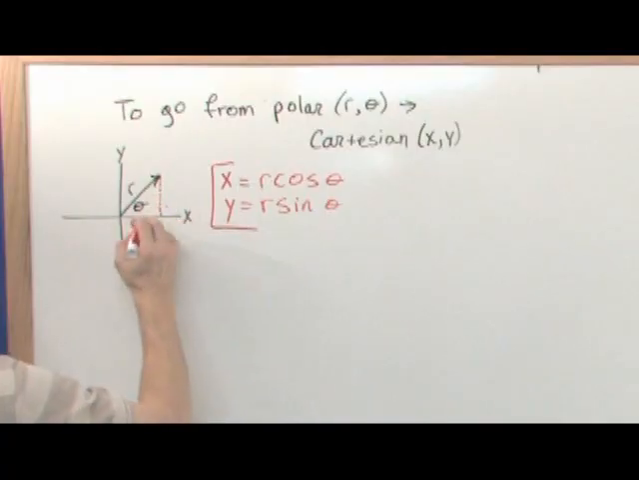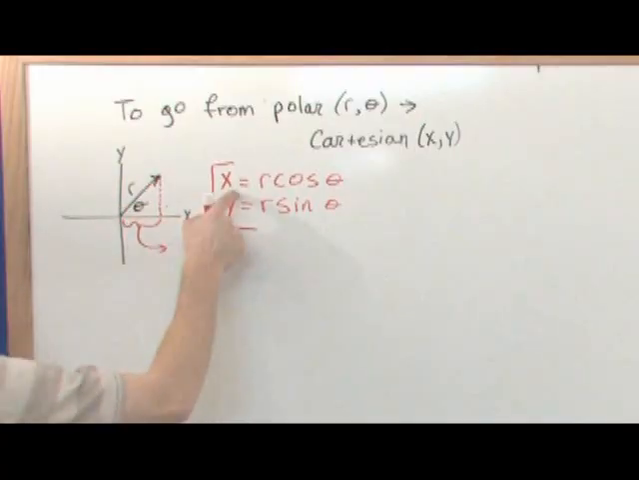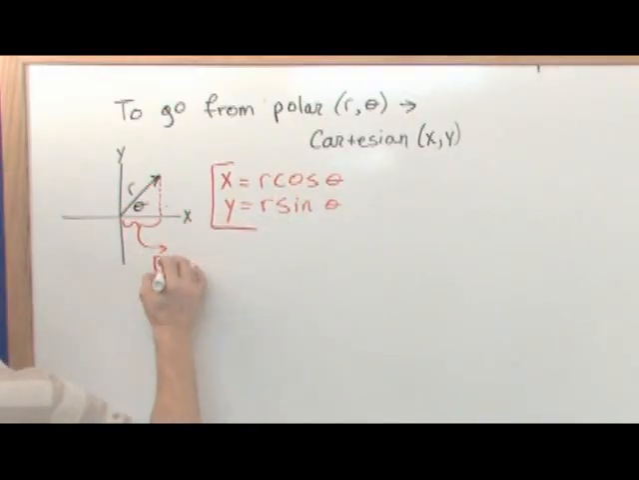So what I've claimed here is that the x value of this point is equal to r times cosine theta. So I'm saying this is r times cosine of theta, okay?